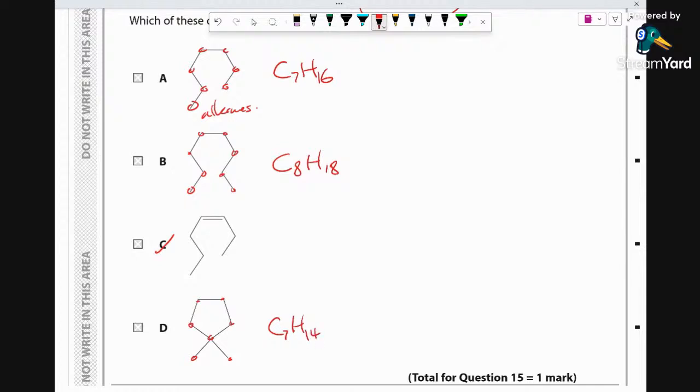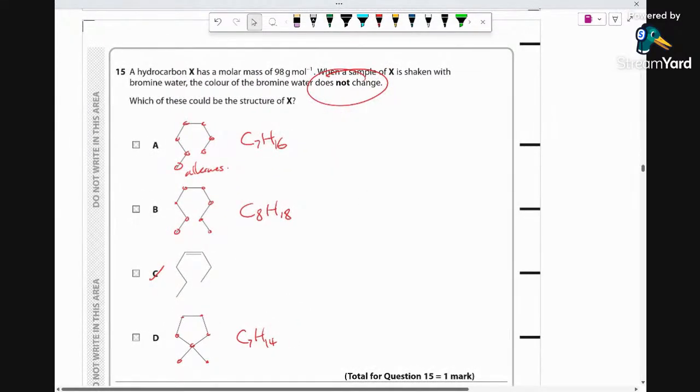So the question is, who's 98? Let's just check. So 12 times 7 plus 16 on the calculator gives me 100. A is out the window. Next. So that means it can't be B either. It must be D. So 12 times 7 plus 14 gives me 98. The answer is D. Nice. Cool.